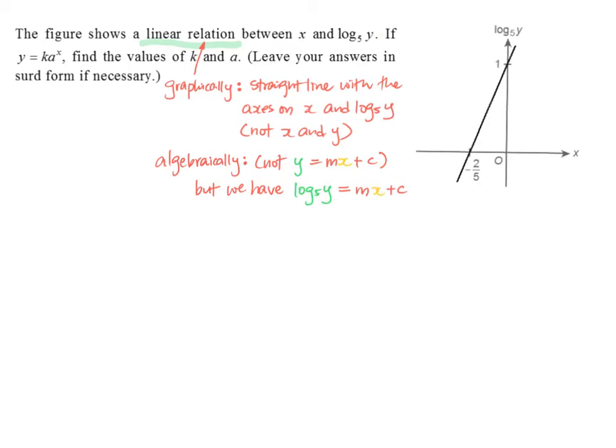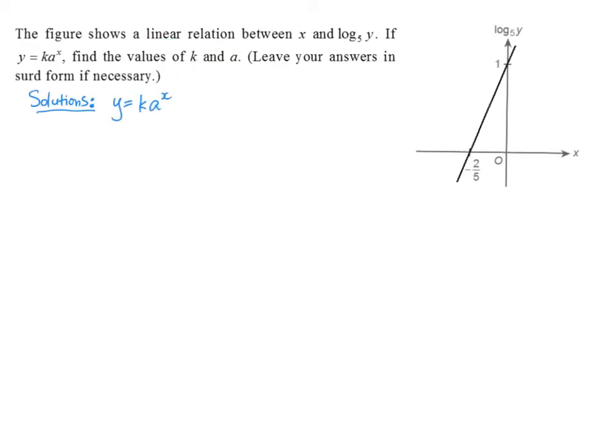This is the linear relationship. And of course, you can make x the subject, and you still have a linear relationship, but the m will be a different m and the c will be a different c. So how do we use the graph to help us find the value of k and a, the constants here?